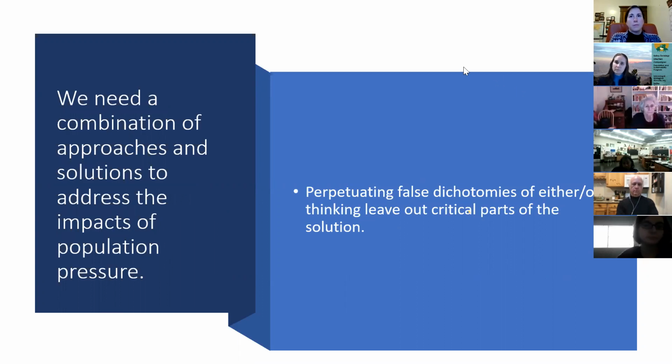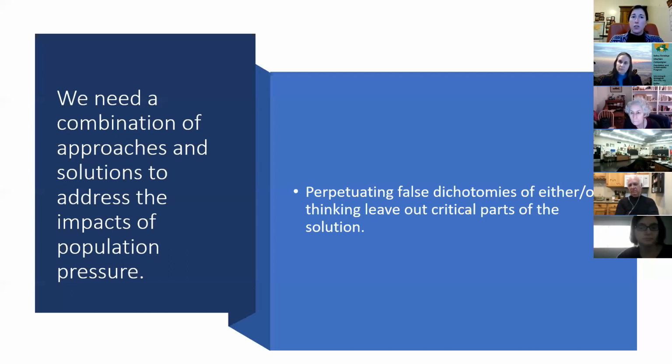To go off that, we need a combination of approaches and solutions to address the impacts of population pressure. So we don't want to perpetuate these false dichotomies of either-or thinking that are going to leave out critical parts of the solution. A lot of that I mentioned on the previous slide. When there's this either-or mentality, it oversimplifies everything and doesn't bring in all the aspects of complexity that we need to be looking at to really address these things. So population versus consumption is a typical one, where there's no point in focusing on population if we're not addressing our consumption patterns, or vice versa. Focusing only on high or low income countries is another.